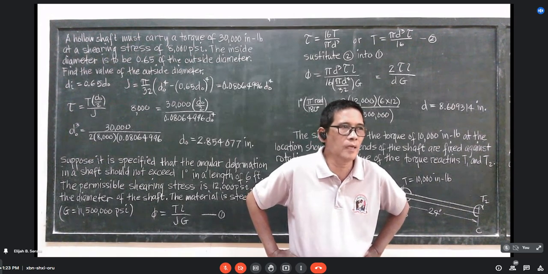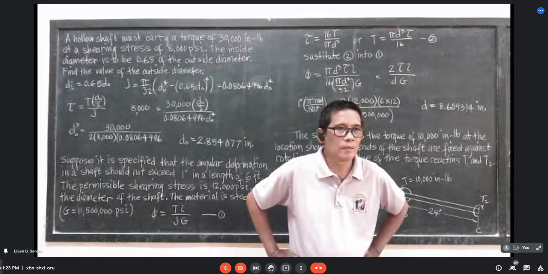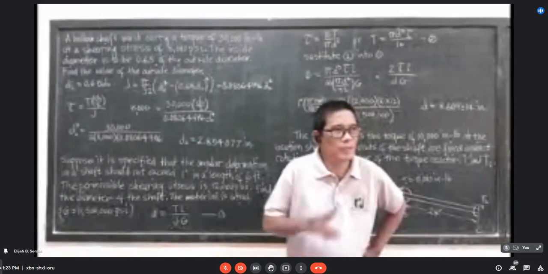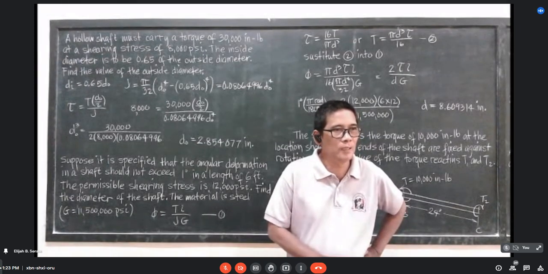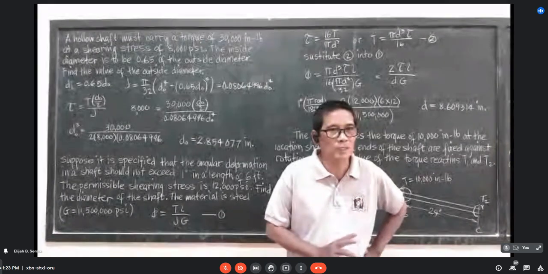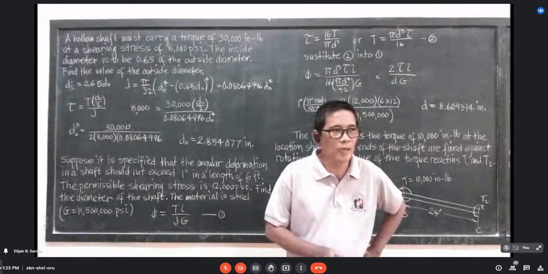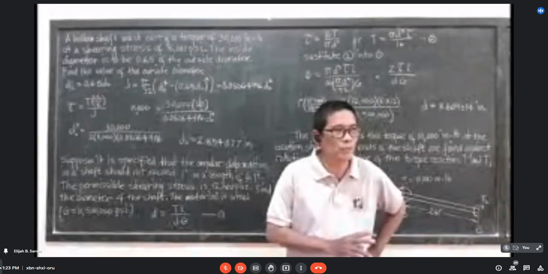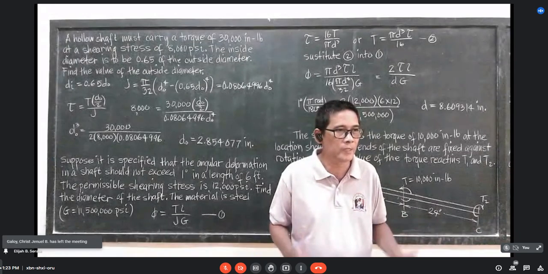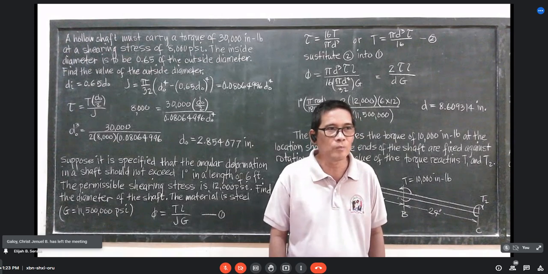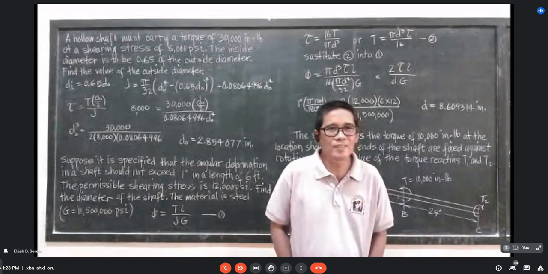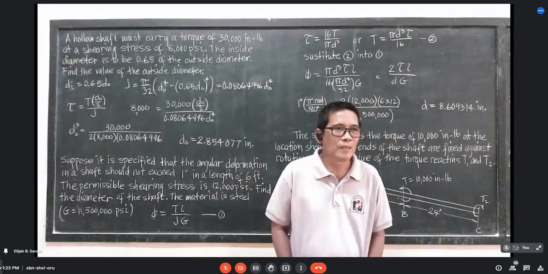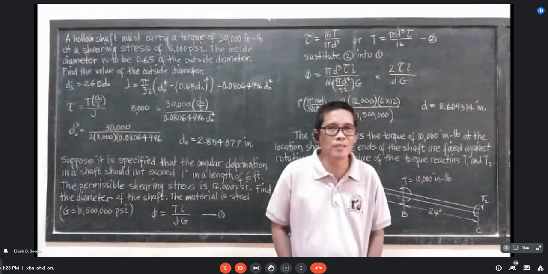The next is the angle of twist, phi, which is TL over JG. It is similar to the first deformation because angle of twist is angular deformation. Diba? The deformation in the first topic, linear, which is either stretching or compressing, is PL over AE. And this one is TL over JG. They are similar, so there is no need to memorize them. They are easy to remember.